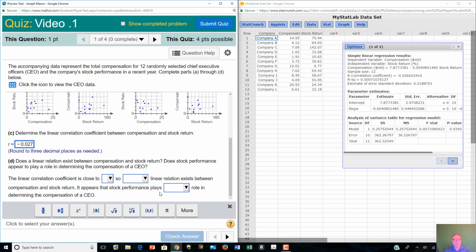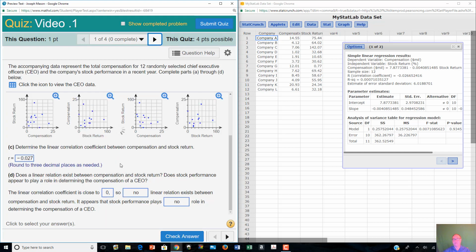Now I go down. Does a linear relation exist between compensation and stock return? Does stock performance appear to play a role in determining compensation of CEOs? The linear correlation coefficient is close to 0. So no linear relation exists between compensation and stock return. It appears that stock performance plays no role in determining compensation. So that's the first type of question you might be asked.